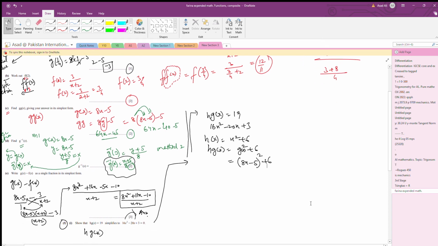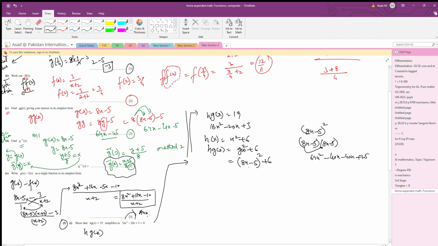Now please expand this. We know that (8x minus 5) whole squared is (8x minus 5) times (8x minus 5). So 8x into 8x is 64x squared. Then 8x times minus 5 is minus 40x, and minus 5 into 8x is again minus 40x, and minus 5 times minus 5 is plus 25.